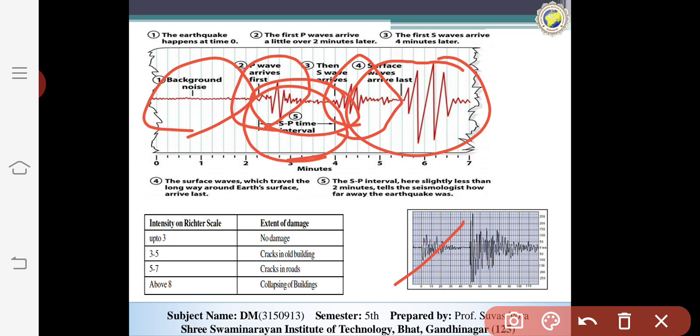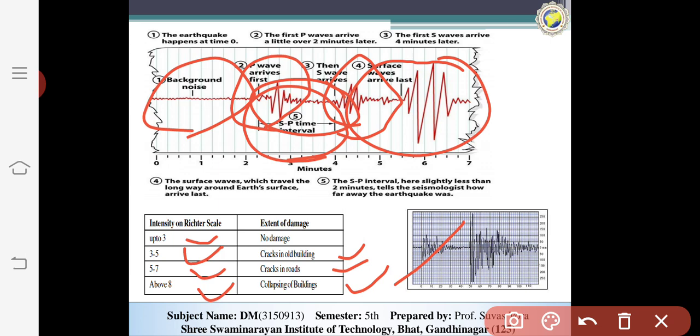Here another table is given. It shows the intensity on the Richter scale and the extent of the damage. If the magnitude is up to 3, there is no damage. From 3 to 5, there are cracks in old buildings. From 5 to 7, there are cracks in roads, and above 8, buildings collapse. So using this table, from the magnitude at that time, we can conclude which damage will arise.